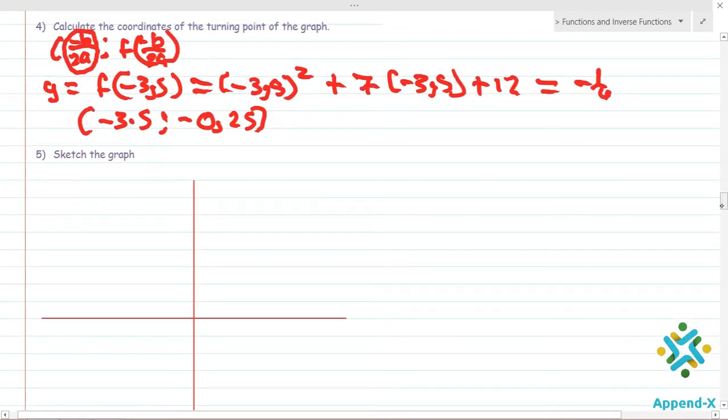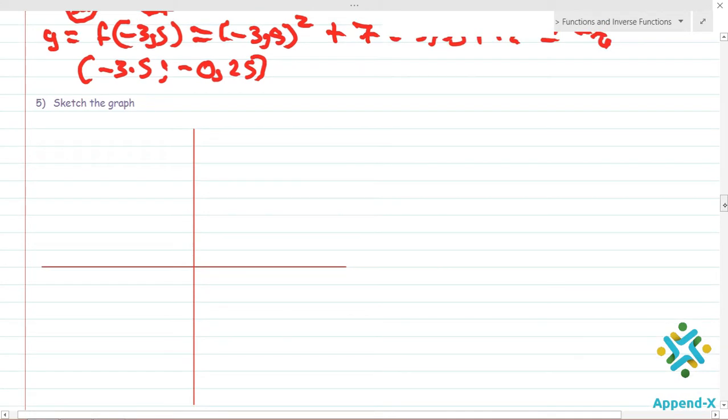Now the next thing to do is to plot the points on a set of axes. This is our y-axis and this is our x-axis. Let's say this is our negative 4 on the x-axis, and this is our negative 3, and this must be our negative 3,5 on the x-axis.